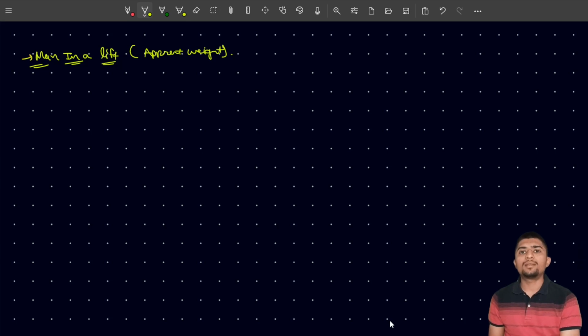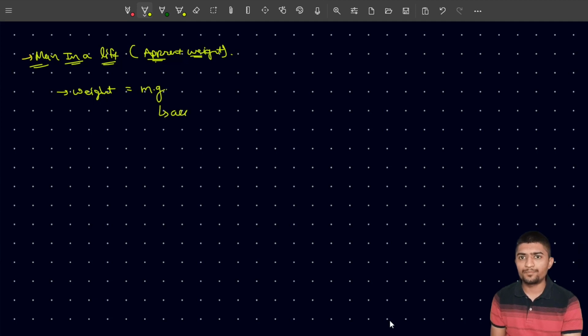So, a man in a lift and apparent weight: what does it mean and how does it feel? That means when we talk about weight, it is normally equal to m into g, but here g is the acceleration due to gravity of any planet or any place.